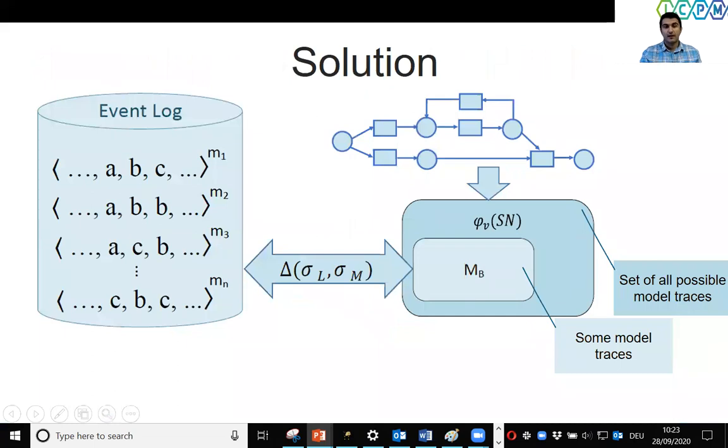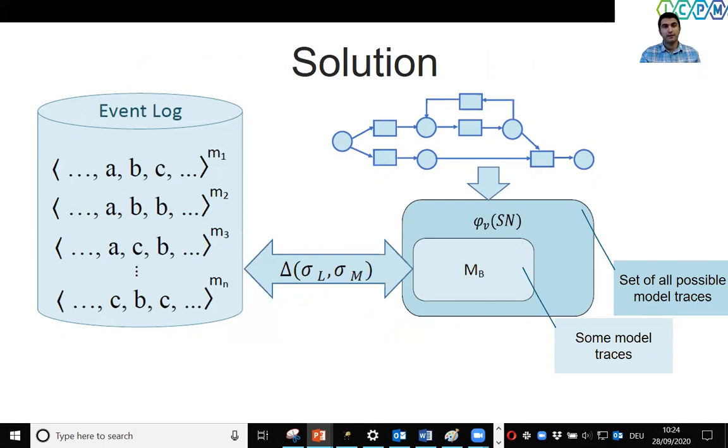As I said, a process model could be seen as a set of traces. The point is, for real scenarios, this set could be very large and, of course, infinite, and consequently finding the most similar trace among them will be very time consuming. Therefore, we aim to consider a subset of model behavior instead of the whole set of traces. We call this subset MB.